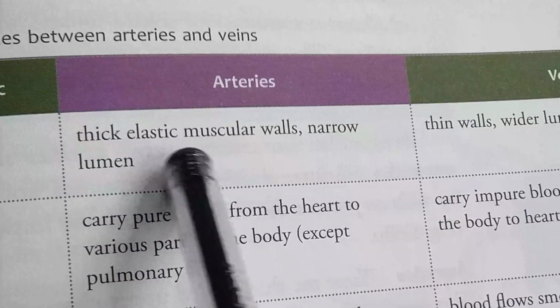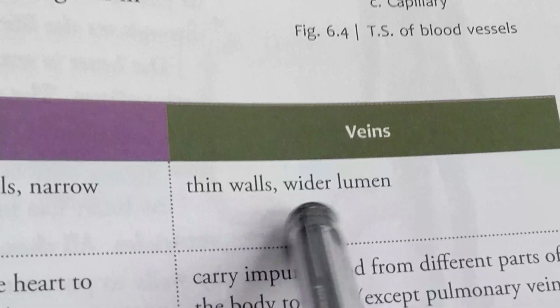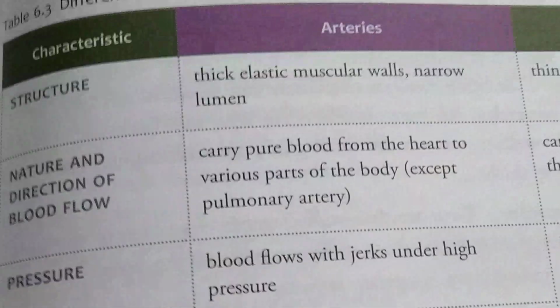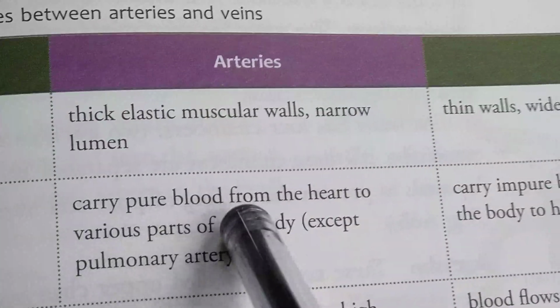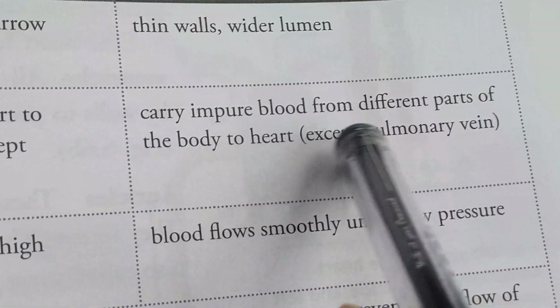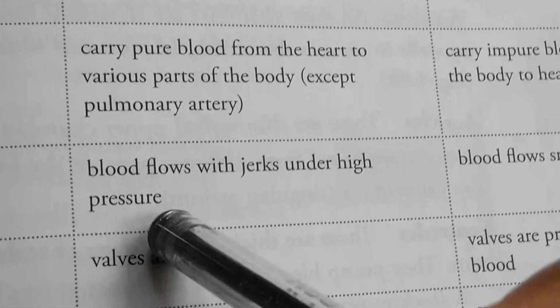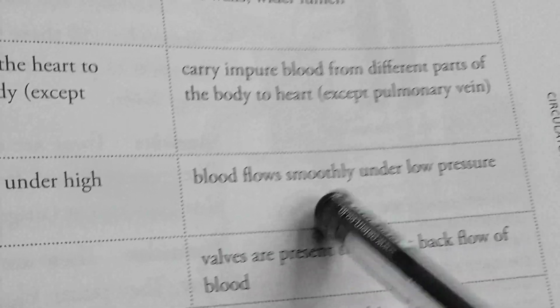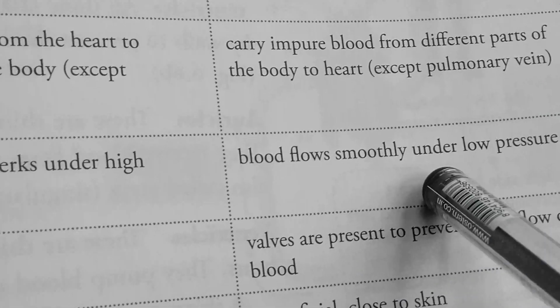Structure: arteries have thick elastic muscular walls and a narrow lumen. But in case of vein, thin walls and a wider lumen, मतलब hollow ज़्यादा है. Next, nature and the direction of blood flow. Arteries carry pure blood from the heart to the various parts of the body. Same way, veins carry impure blood from the different parts of the body to the heart. Next one is pressure. Blood flows with a jerk under high pressure in the arteries. But in case of vein, blood flows smoothly under low pressure. Ultimately, the pressure in arteries is high, whereas the pressure in veins is low.